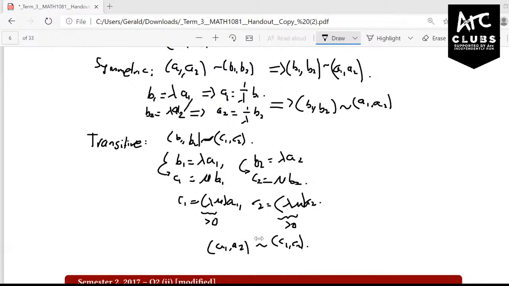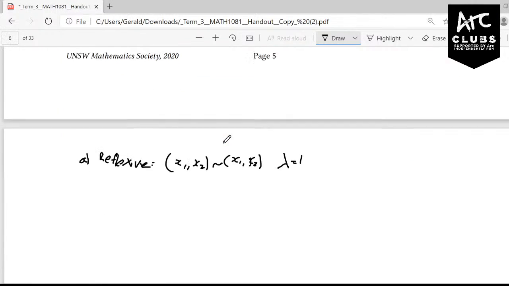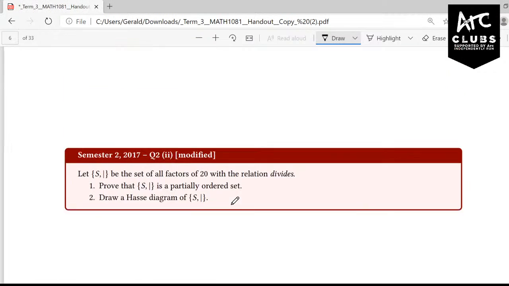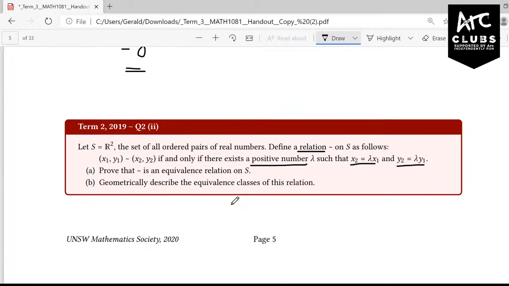So fairly straightforward, I think. This is a very easy mark to get in your exam, as long as you remember that for an equivalence relation, you need to show reflexive, symmetric, and transitivity. Cool. And the second part is to just geometrically describe the equivalence classes.